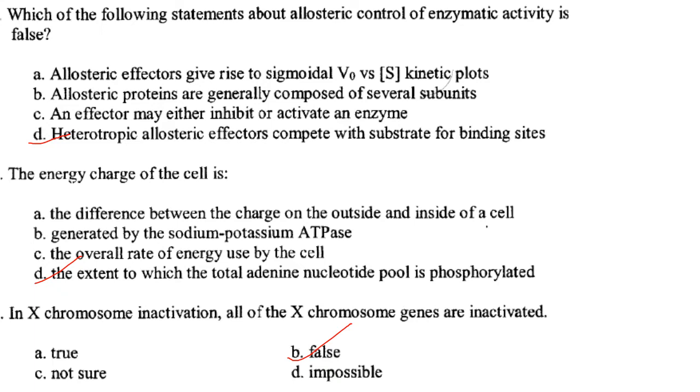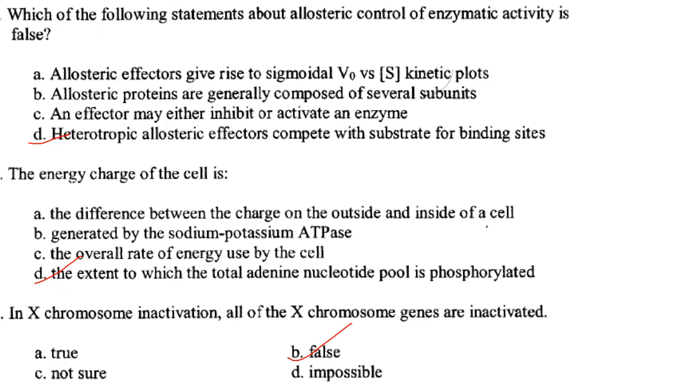Allosteric proteins are generally composed of several subunits. An effector may either inhibit or activate an enzyme, and heterotropic allosteric effectors compete with substrate for binding sites. So option D is the false one.